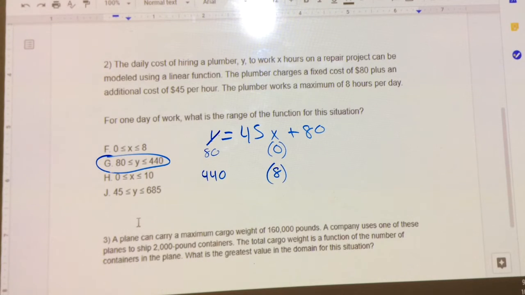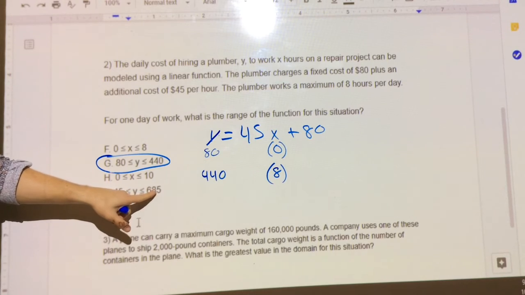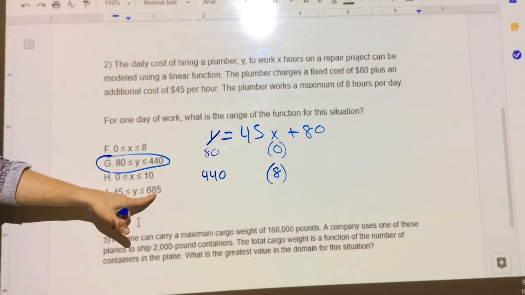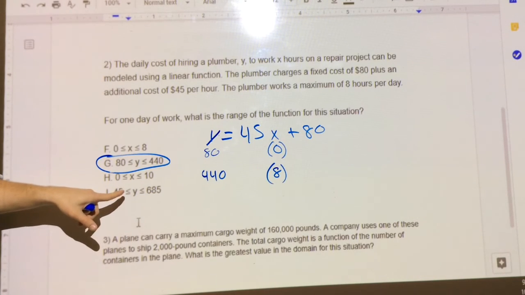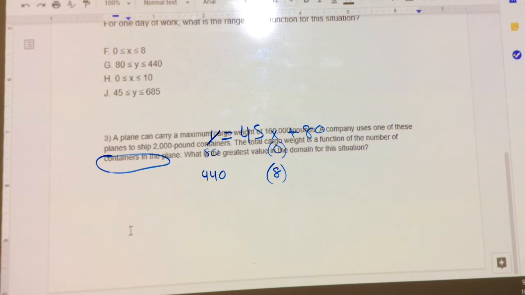They put the slope as the y-intercept and the y-intercept as the slope. 45, that's my hourly rate, not my fixed rate. And I guarantee you, if you multiplied 80 times 8, you would get 685. Anybody want to verify that for me? No, it's 640. Okay, so then add 45 to it and you would get 685. But you can see that the numbers are not just random numbers though.